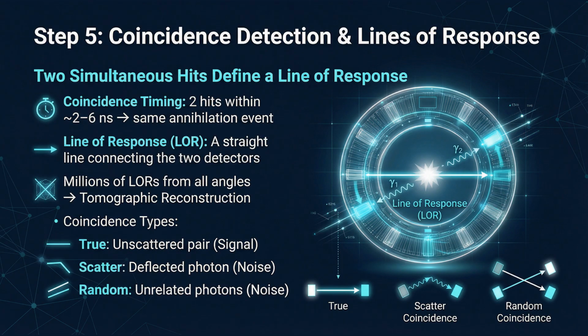Real data includes backgrounds. True coincidences are the clean case. Scatter coincidences involve Compton-deflected photons. Random coincidences occur when 2 unrelated photons happen to arrive within the timing window. Add detector dead time and high count rates, and you see why PET needs careful physics-based corrections.